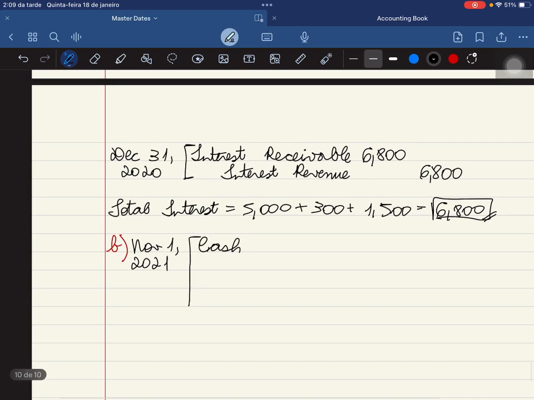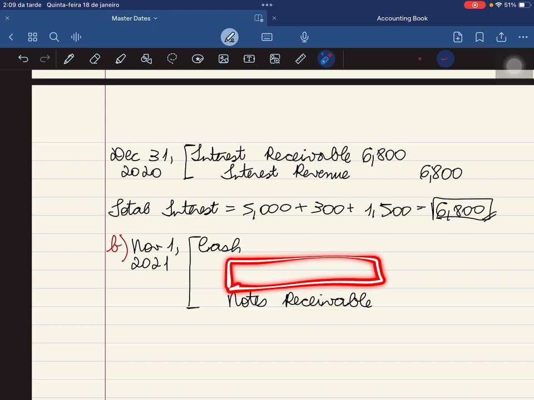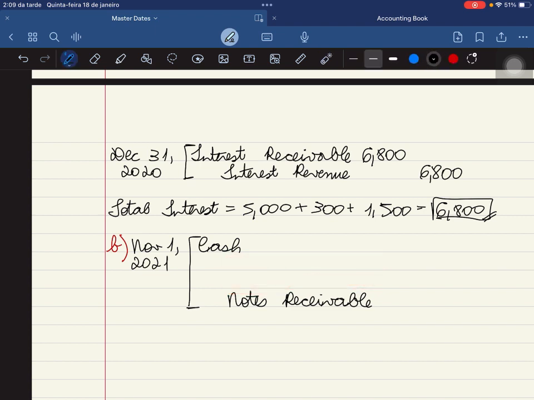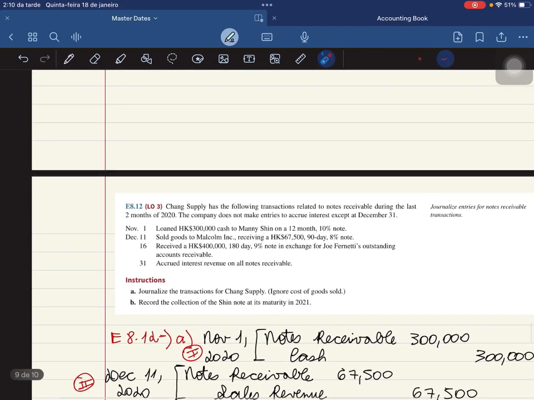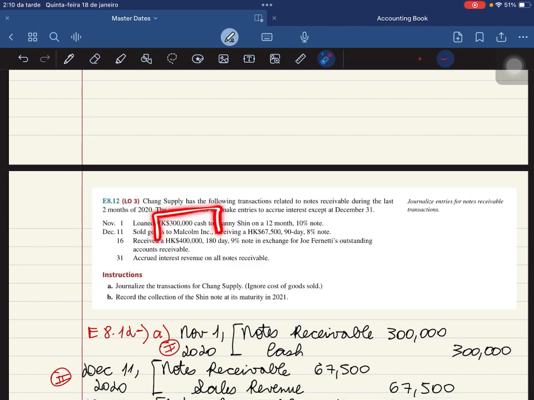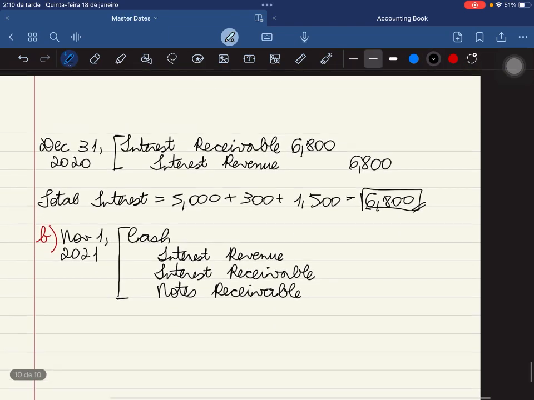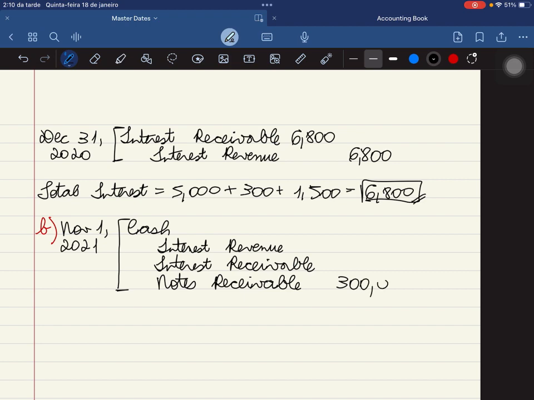So cash goes up, of course, and then notes receivable goes down because I no longer will have notes to be received in the future. Okay, now here we have two more. We are going to have two types of interest: the interest revenue and the interest receivable. Let's do one by one. Note receivable, this is the original amount of the note. How much did I lend to other people? I lent 300,000, so the original amount over here is going to be 300,000.